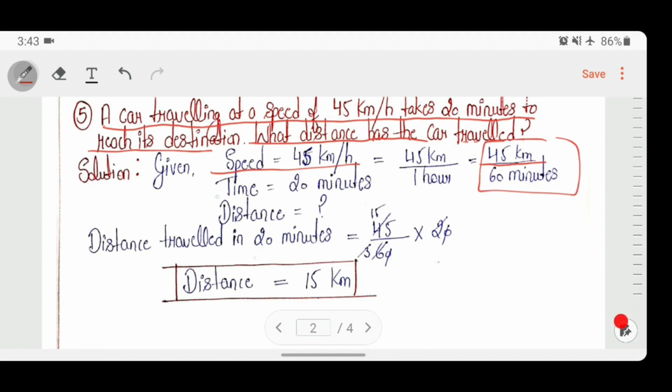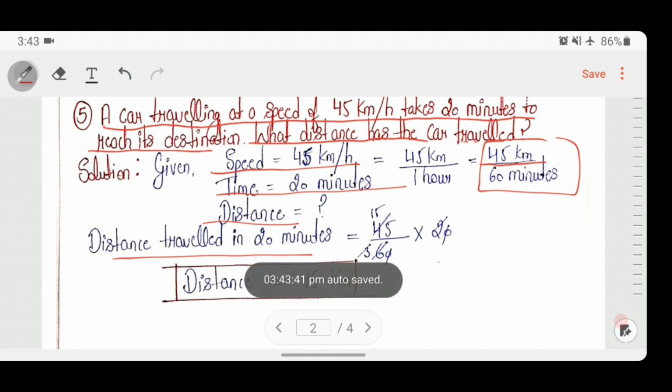Now the time given is 20 minutes. What you have to find out here is the distance. So distance traveled in 20 minutes is equal to 45 upon 60 into 20. After solving this, we get distance is equal to 15 kilometers.